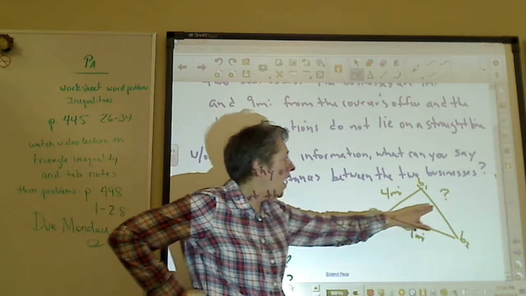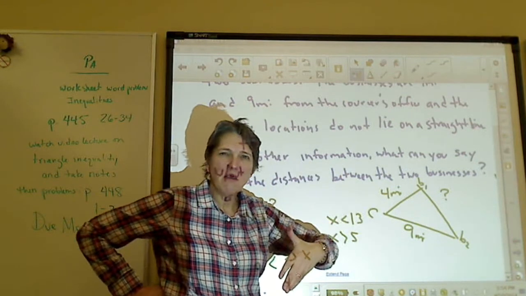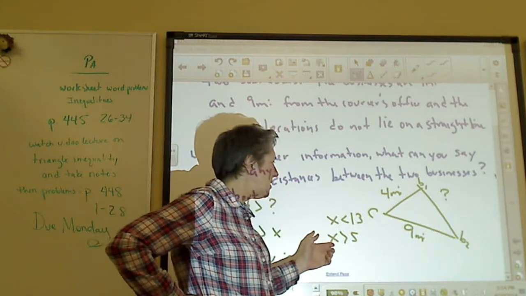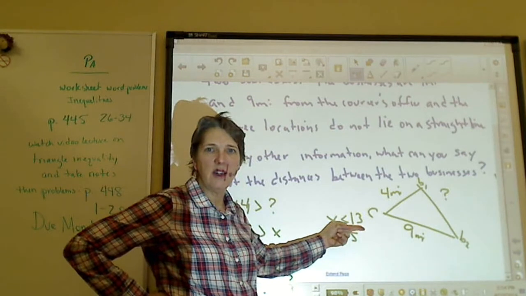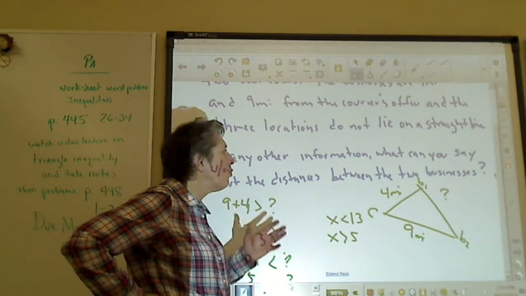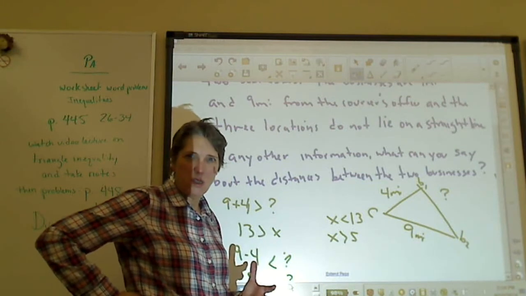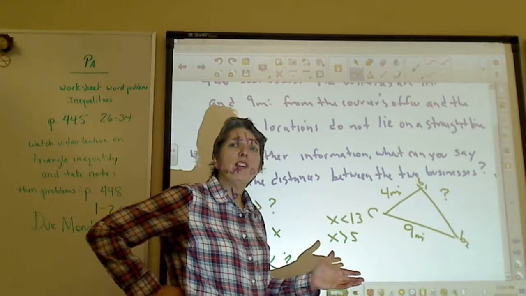Because if I plug the 5 in there, 5 plus 4 is 9, and 9 equals 9. That's not a triangle. If I had said that x could be less than 5, then it would fit this. X is less than 13. And we proved that x, when it was 2, doesn't work. So what's the range of the distance that it could be? Well, it's between 5 and 13 miles.